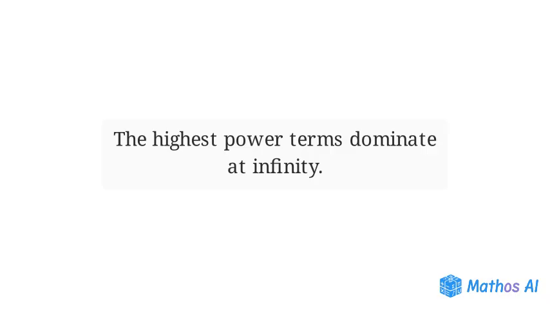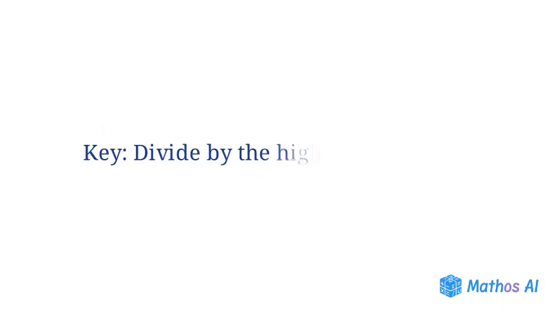This method works because at infinity, the highest power terms dominate the expression. By dividing by that power, we isolate and evaluate only those dominant terms. So the next time you see a limit at infinity, remember this powerful trick. Divide by the highest power of x. It's your key to unlocking the solution.